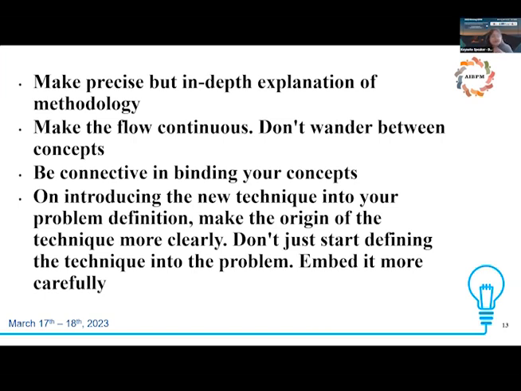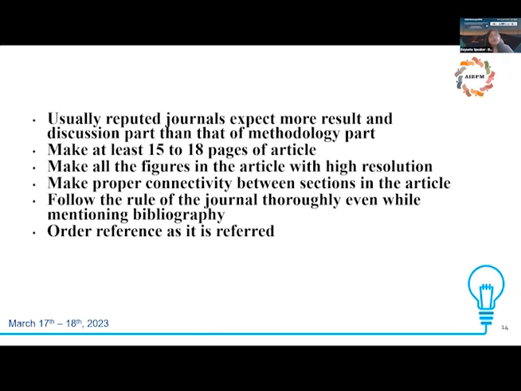And the second part is connect. There should be a connect from beginning till the end, and nothing should be there which is irrelevant. The flow should be continuous. You don't need to do the zigzag thing where in one place you are saying something, in another you are telling something else, and then there is no connect. You are confusing your audience, and then they will not like it.